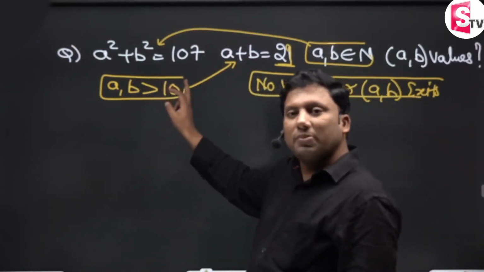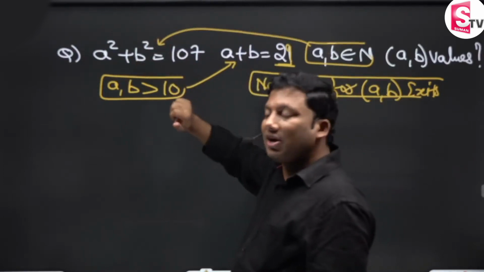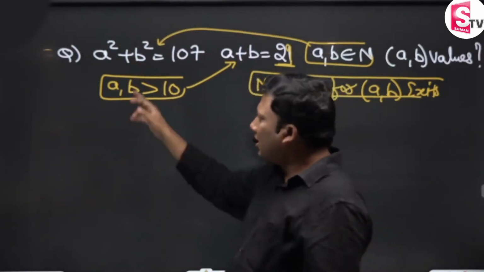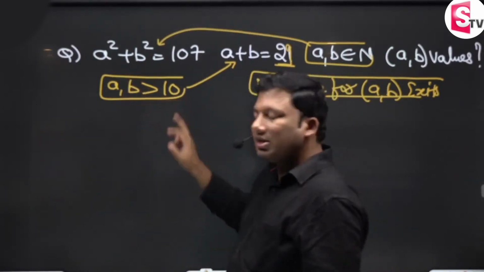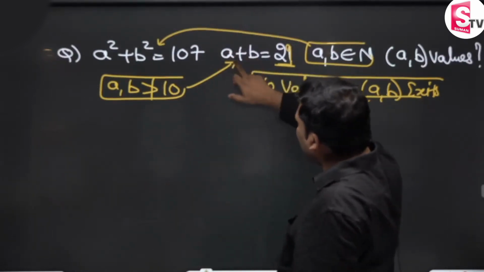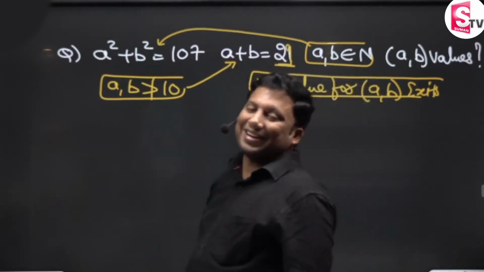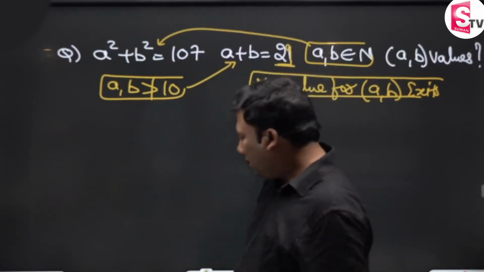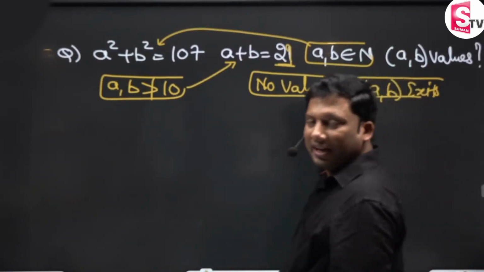A square plus B square equivalent to 107. First thing, if B square is not there, A square is 107. A value cannot go beyond 10. 11 square is 121. A and B cannot take greater than 10. So if I take 11 plus 11, 22, 29 is greater than 22. What is the answer? No value for A comma B exists. I hope the idea is clear.